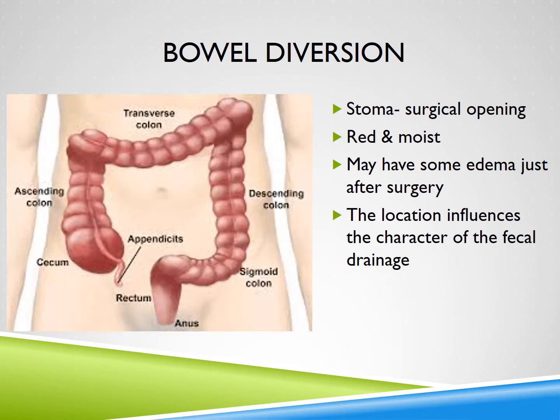So on this picture, it just shows you where the stomas could be located. If you can imagine that the stoma is in the ascending colon, you would see that on the right side of the client. If it's in the transverse colon, you would see that maybe mid area of the client, and the descending colon, it would be on the left side. The sigmoid colon, it would be in the lower left side of the colon. The locations definitely influence the characteristics of the stool, as we talked about in the last slide.